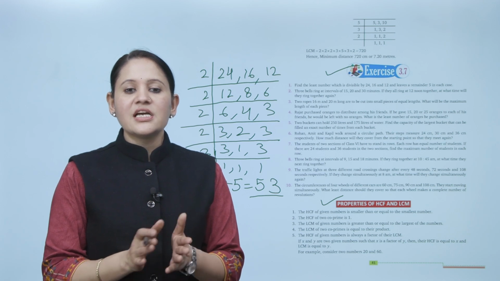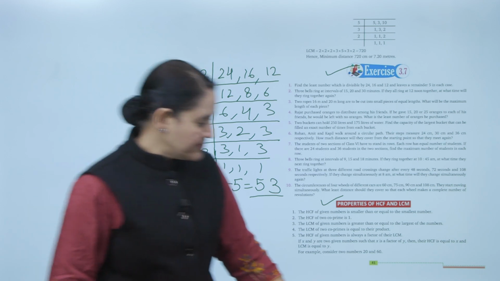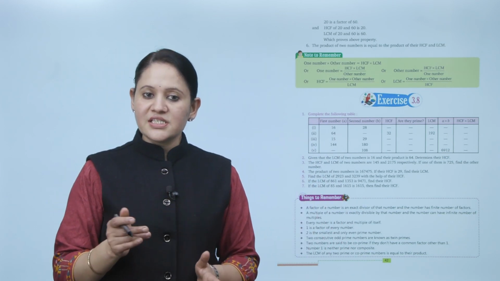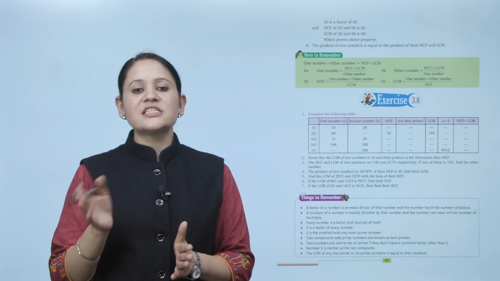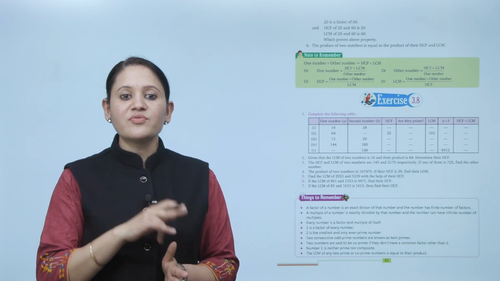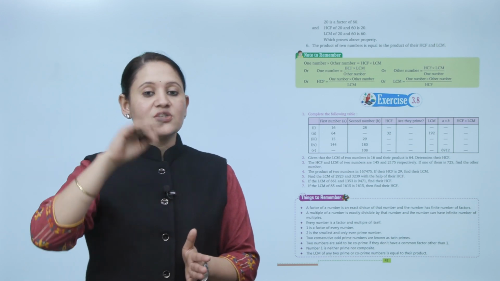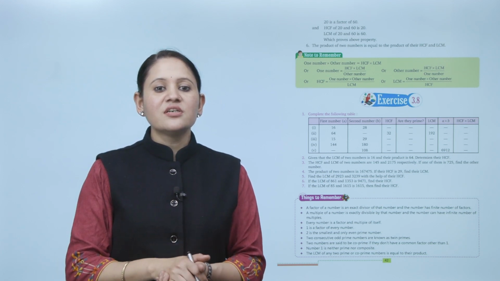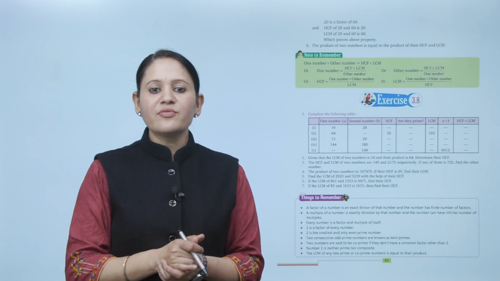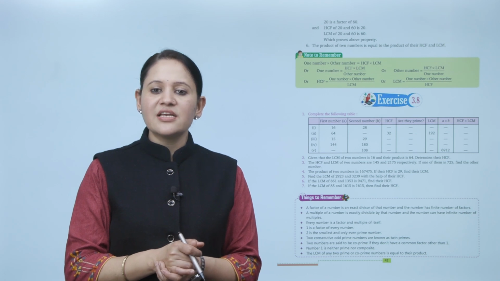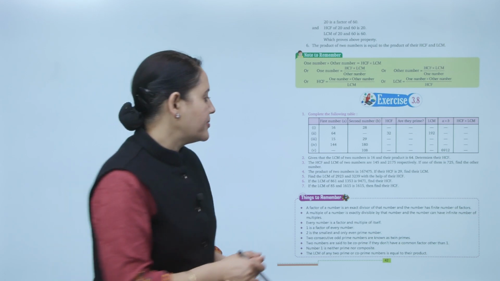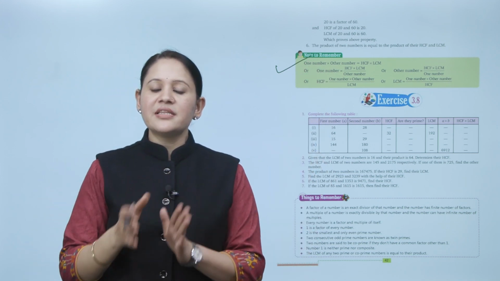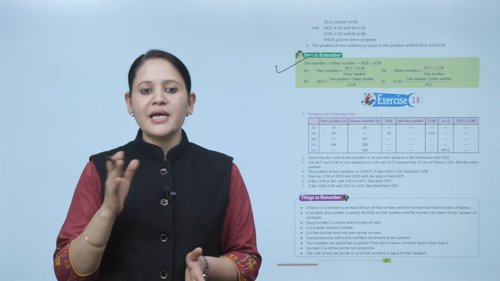For example, consider the two number 20 and 60. 20 is the factor of 60. So HCF for 20 and 60 is 20 and LCM of 20 and 60 is 60. Means जो greater number है वो LCM हो जाएगा, जो smaller number है that is HCF, which proves the property. The product of two number is equal to the product of their HCF and LCM. Note to remember. One number multiply other number equals to HCF multiplied by LCM.